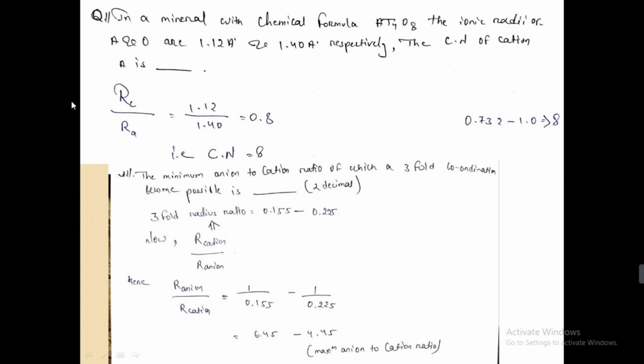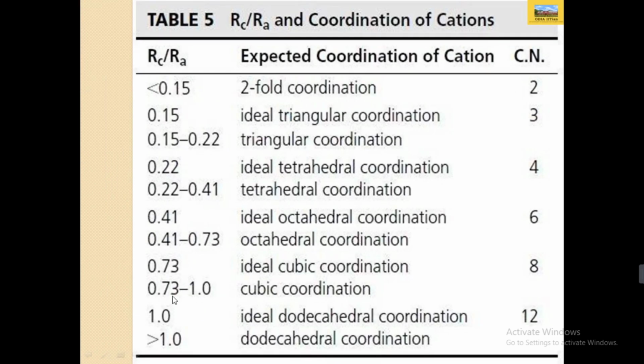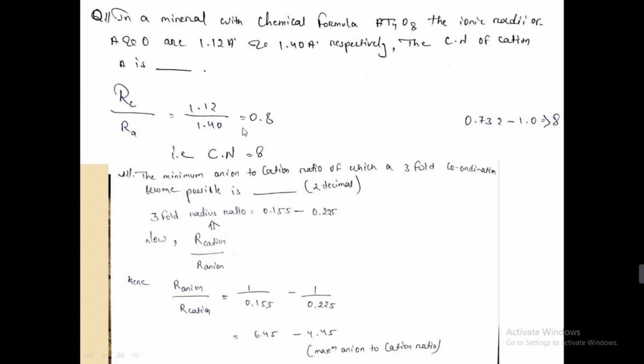We can simply get from the given data here that, according to the radius ratio principle, the radius of cation divided by the radius of anion, we can simply put the values here, that is 1.12 Armstrong and 1.40 Armstrong, and get the value of 0.8. This value 0.8 is present in 8-fold coordination number. So the answer is simply that the coordination number of A is 8.